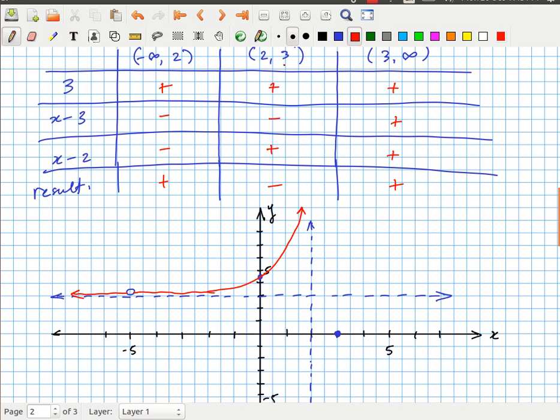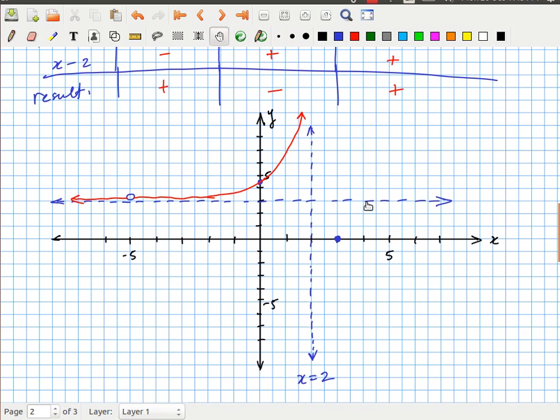And then we take a look between 2 and 3, our result is supposed to be negative. Well, between 2 and 3 is between the vertical asymptote and this hole. So that's saying that from here downwards, as it approaches this asymptote, it's negative. And then it's positive from 3 to infinity.